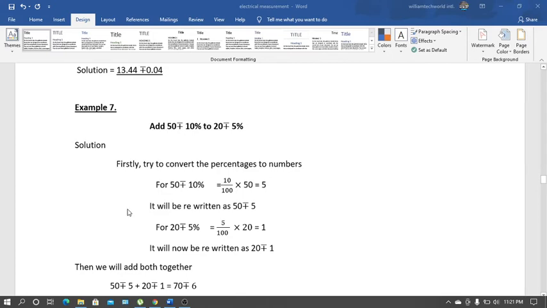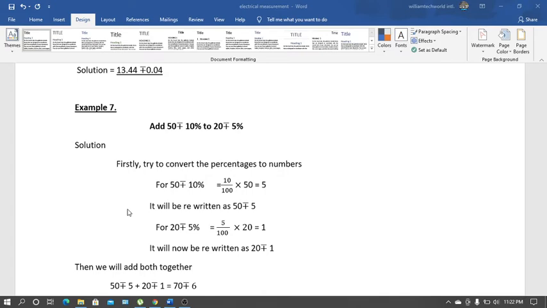Now we're having the percentages. So this should be similar to the first question that we answered. Now, when you are told to add 50 plus or minus 10% to 20 plus or minus 5%, how do we go about that? Firstly, try to convert it to a number. Let's take it away from percentage and convert it to a number. So how do we do that?